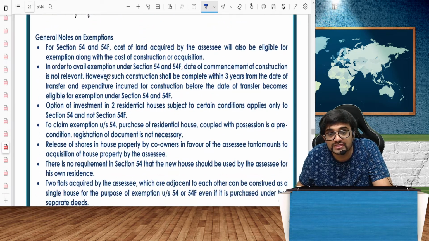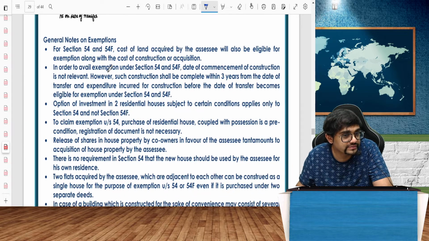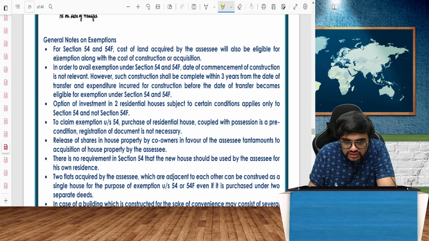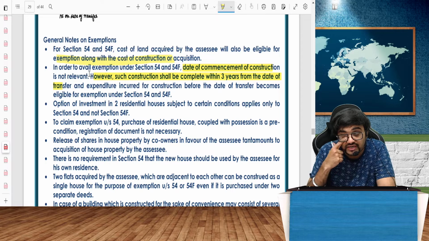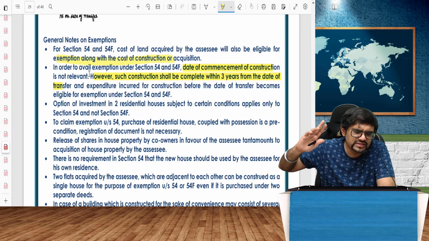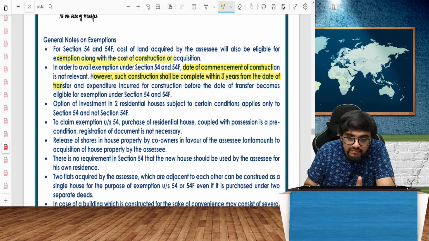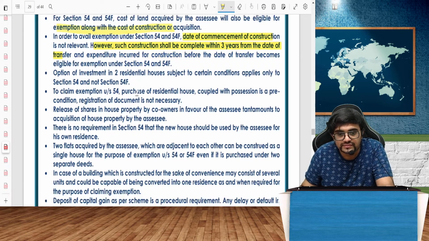Some hidden points. Important. So in section 54 and 54F, cost of land acquired by the assessee will also be eligible for exemption along with the cost of construction. Obviously land also you should take. Date of commencement of construction is not relevant. Construction could have been started before you sold the asset also, but it should be completed within 3 years.